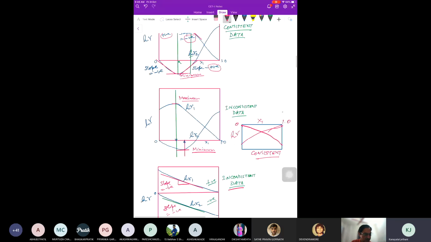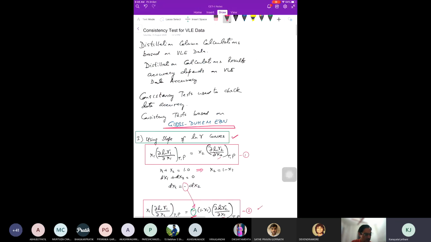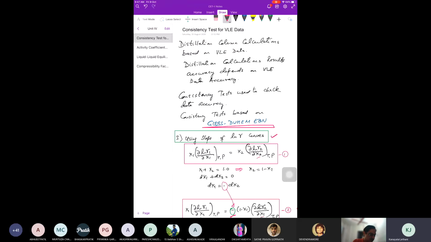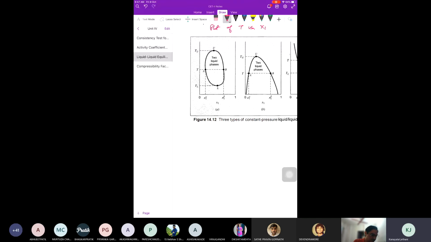Midpoint data and slopes of L and gamma curves. So there are 5 methods and anything can come in the exam. Normally it is a short note on so and so. Any doubts, questions on consistency tests? No, good. Then we'll move to the next topic.